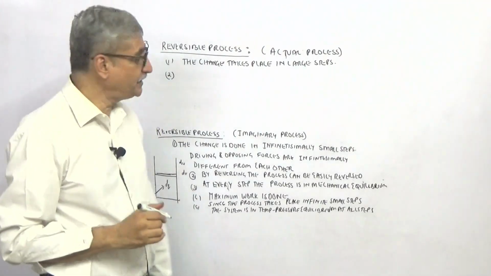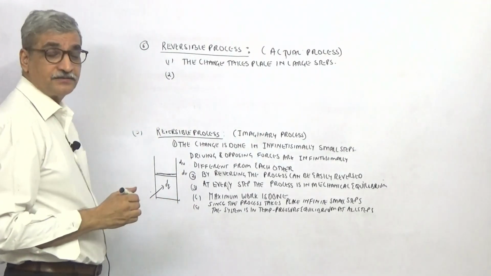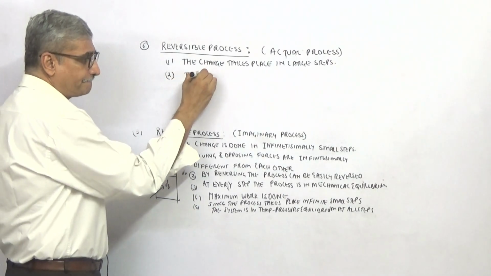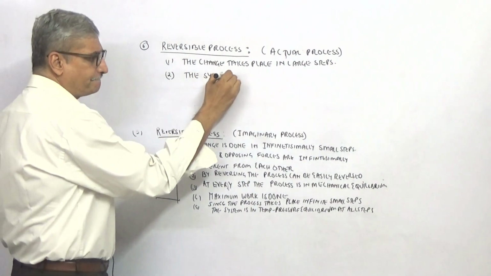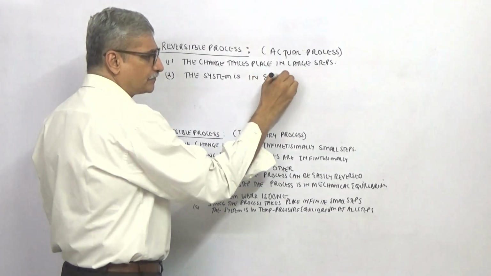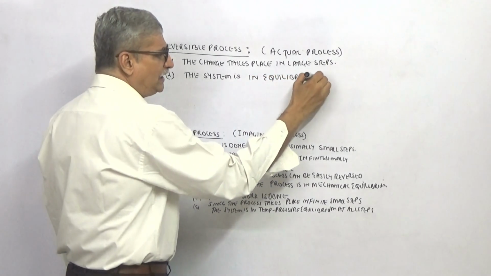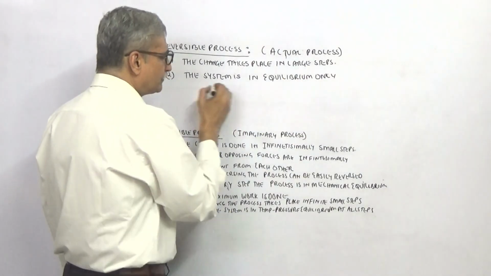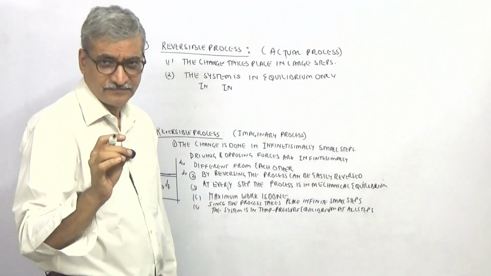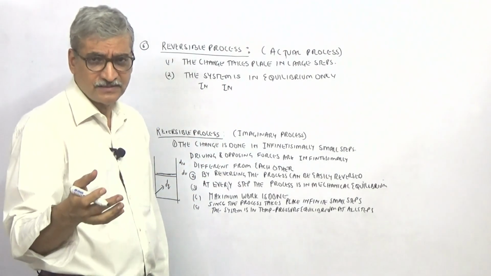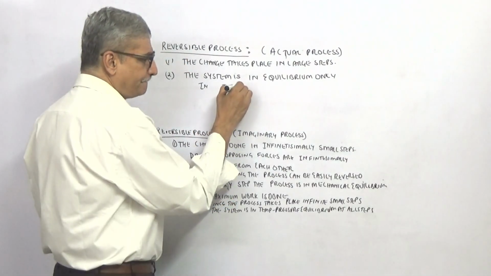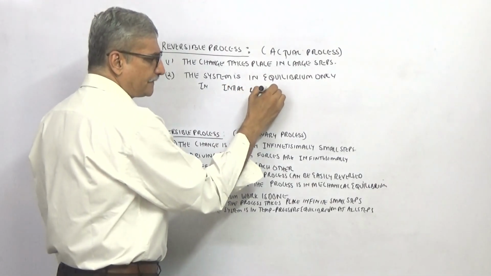The second point is that the system is in equilibrium only in initial and final step, not at every step. If it is happening at every step, it is reversible. If only initial and final state, then it is irreversible.